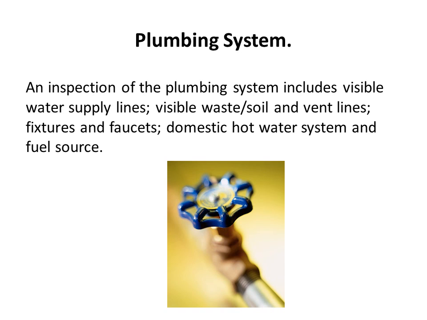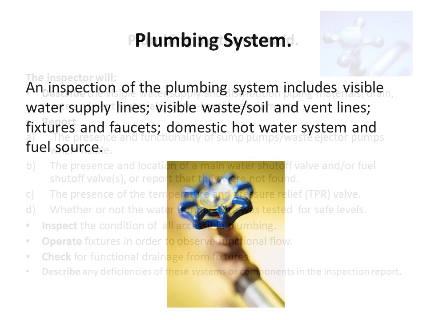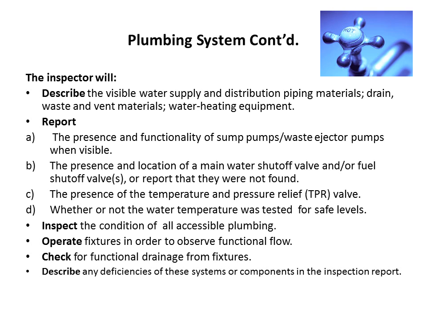Plumbing system. An inspection of the plumbing system includes visible water lines, visible waste, soil, and vent lines, fixtures and faucets, domestic hot water system, and fuel source. The inspector will describe the visible water supply and distribution piping materials, drain waste and vent materials, and water heating equipment. Report presence and functionality of sump pumps and waste ejector pumps when visible. The presence and location of a main water shutoff valve and/or fuel shutoff valves, or report that they were not found. The presence of a water temperature pressure relief valve, which is on the water heater. Whether or not the water temperature was tested for safe levels. Safe levels are anything below 120 degrees Fahrenheit.